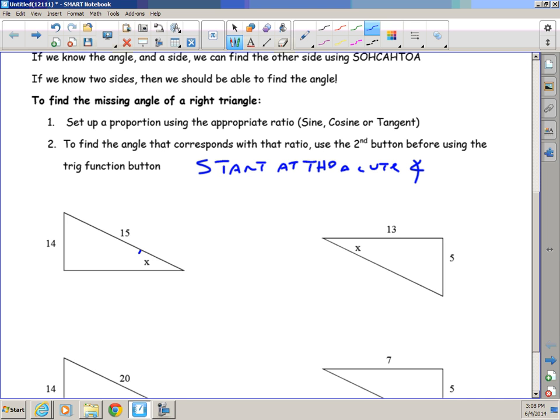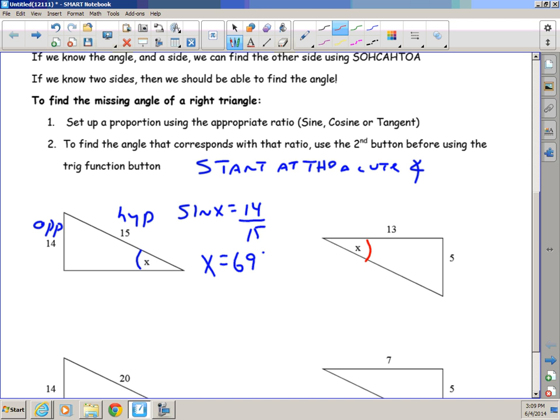So we're looking for the angle marked x. 14 is opposite. 15 is hypotenuse. So we know that the sine of x is equal to 14 over 15. We punch into our calculator, depending upon the order, either 14 divided by 15, second sine, or second sine of 14 divided by 15, and we should get an angle of 69 degrees.